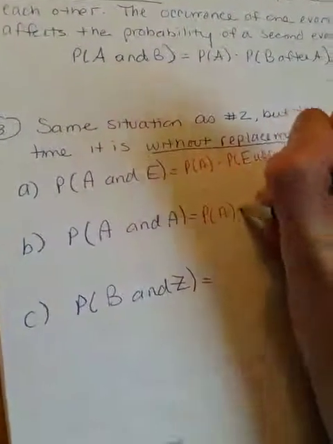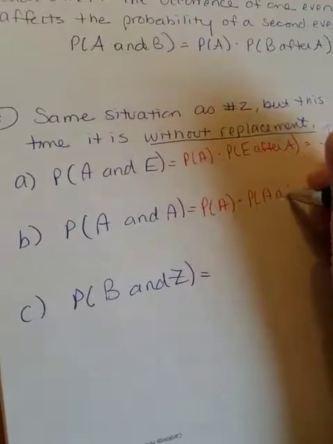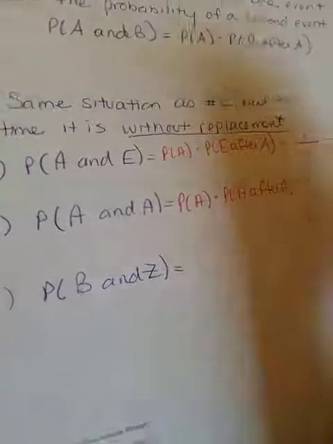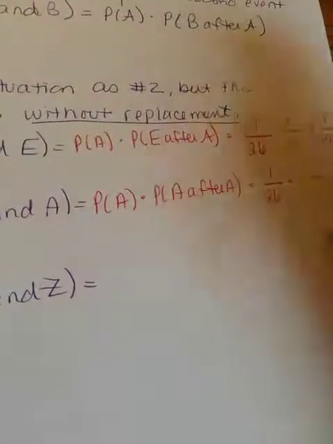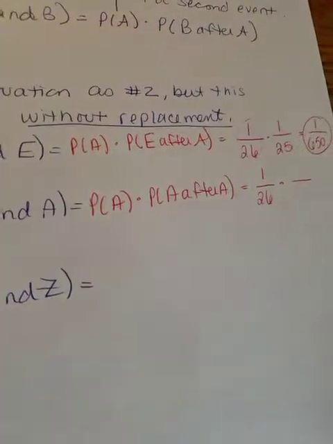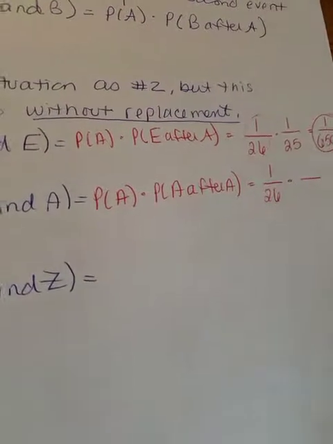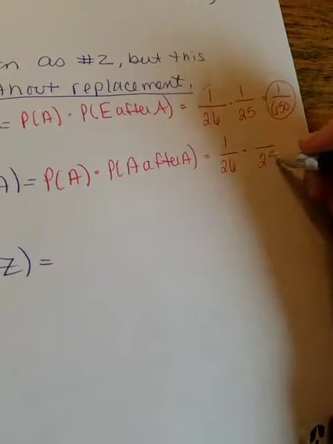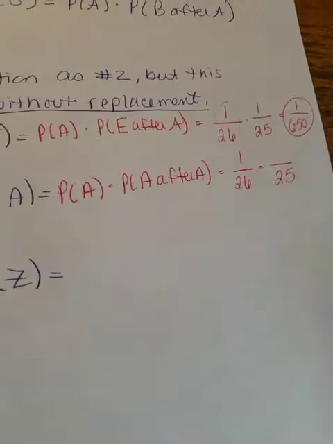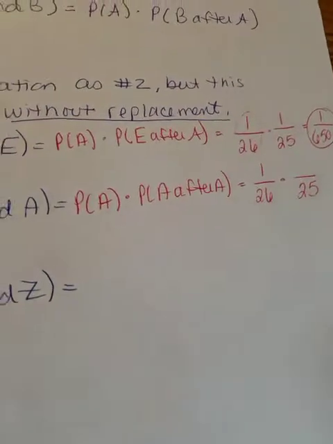So A and A. So the probability of A times the probability of A after A. That's confusing. There it is, right there. All right, so again, on that first pick, the probability of A is still 1 out of 26 because there are 26 pieces of paper in the bowl and one of them is the letter A. Now remember, that piece of paper that you chose on your first pick is not getting put back into the bowl. So what is your new denominator? It is now 25. Because you had 26, you didn't put a piece of paper back, it's 25.